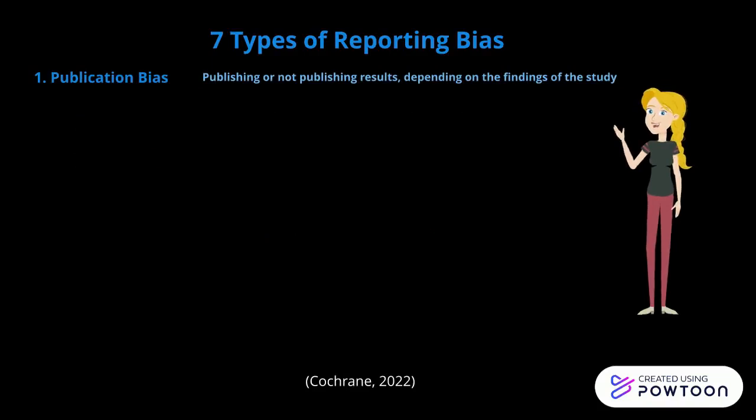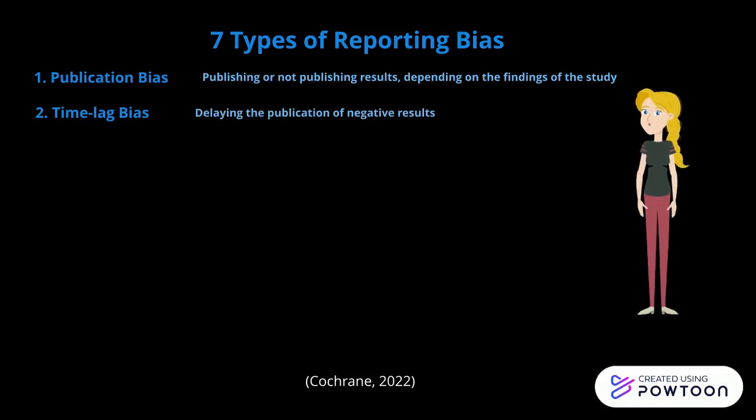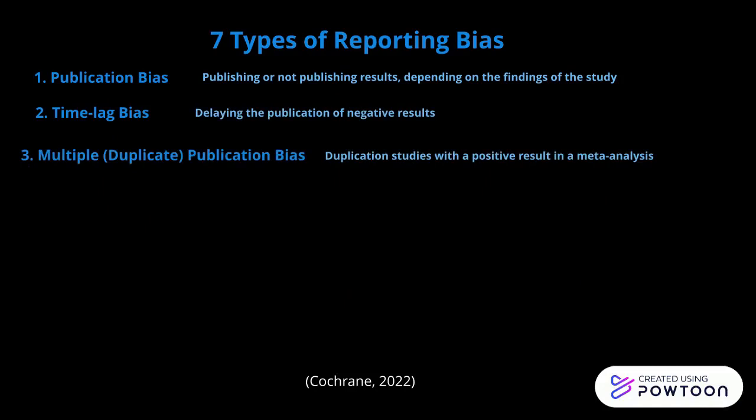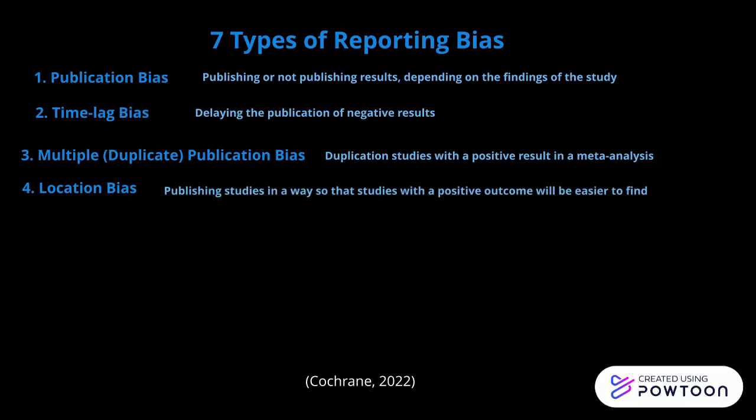Publication bias, which refers to publishing or not publishing results depending on the findings of the study. Time lag bias, delaying publication of negative results. Multiple publication bias occurs when studies with positive results are duplicated in a meta-analysis. Location bias, when studies are published in a way where positive outcomes will be easier to find.